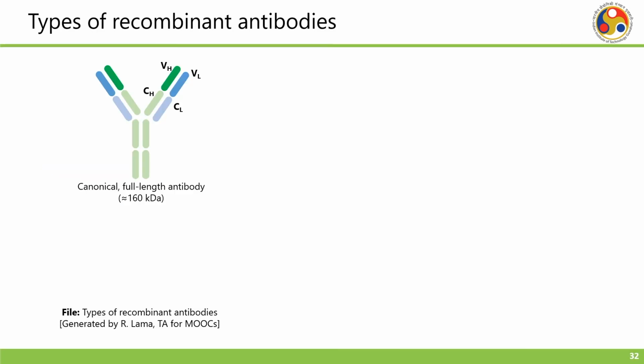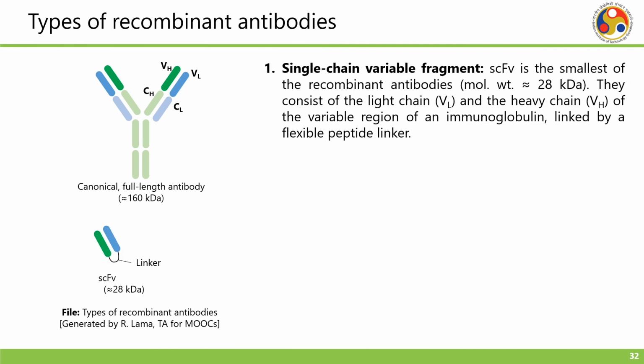So, what are the types of recombinant antibodies? This is a canonical figure of a full length antibody, roughly around 160 kilodalton. So, you have the variable heavy chain and variable light chain, and constant heavy chain and constant light chain over there, those portions. So, we have single chain variable fragments. The single chain scFv is the smallest of the recombinant antibodies, molecular weight around 28 kilodalton.